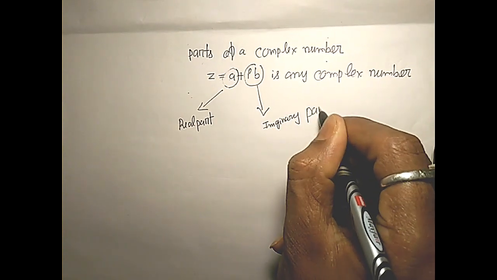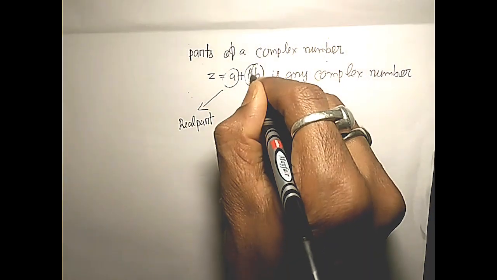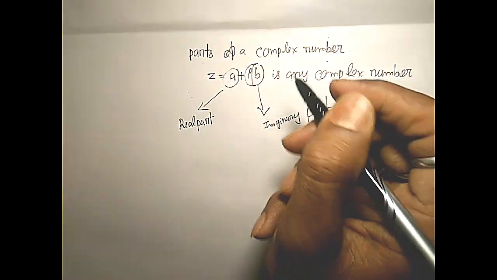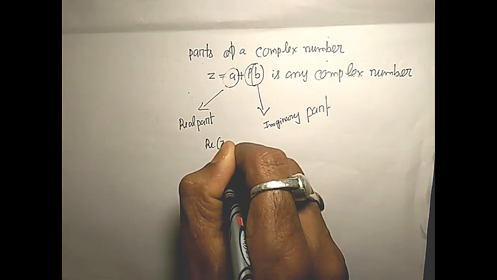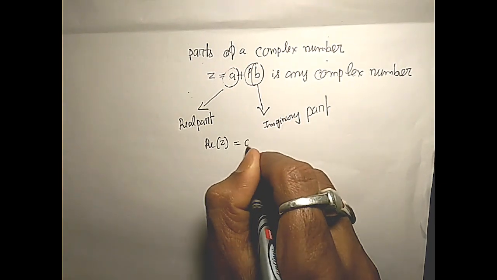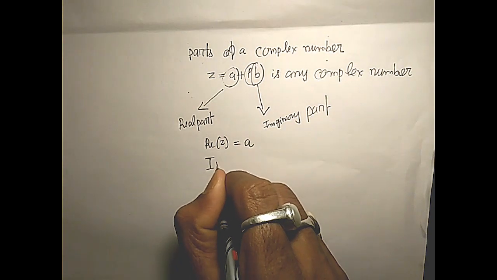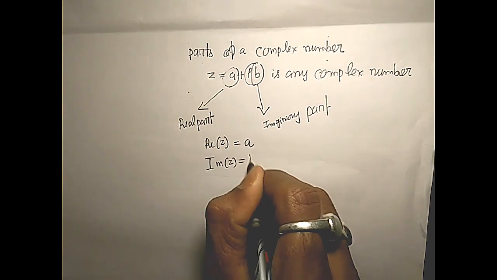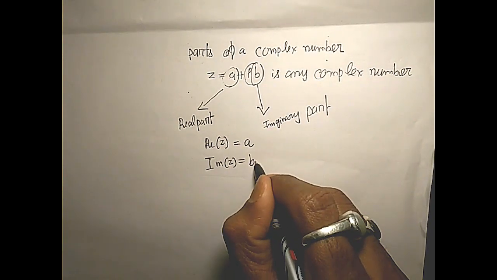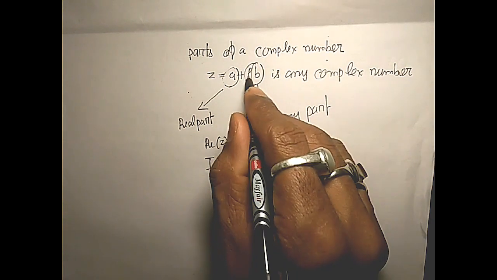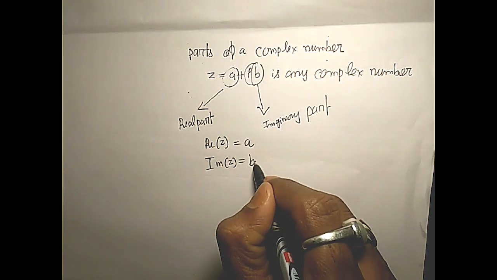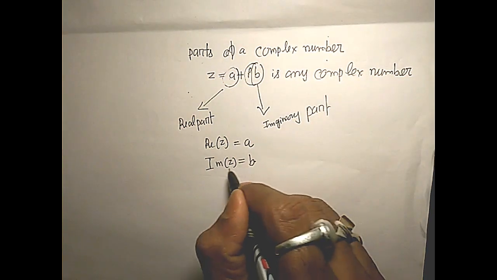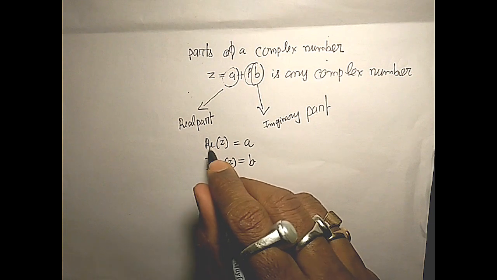So a complex number has two parts: one is the real part, another is the imaginary part. Why is it imaginary? Because it is associated with i. b is attached with i, that's why b is known as the imaginary part. In short form we write Re(z) equals a, and imaginary part Im(z) equals b.